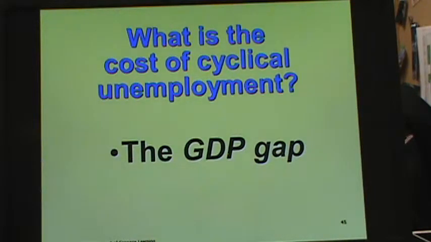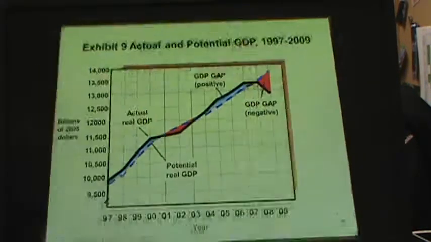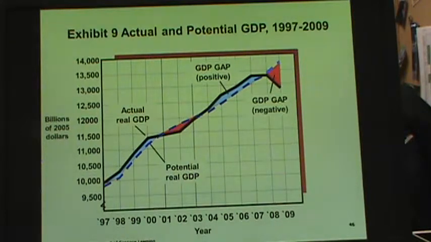So what is the cost of cyclical unemployment? The GDP gap. Anytime there's a GDP gap, positive or negative, there's either a recession going on or some sort of phase in the business cycle that's allowing there to be a gap. So here is the actual and potential GDP from 1997 to 2009. This is in your text, page 175, Exhibit 9. Let's look at that real quick.